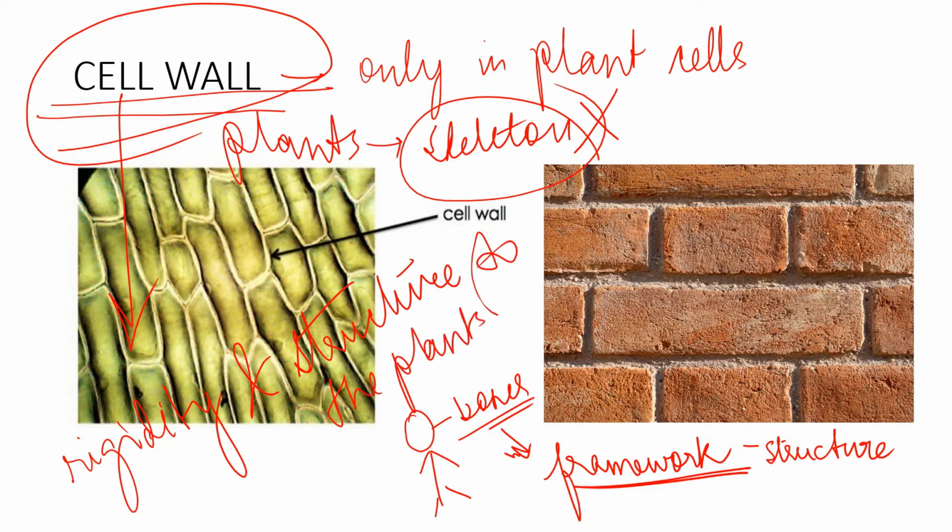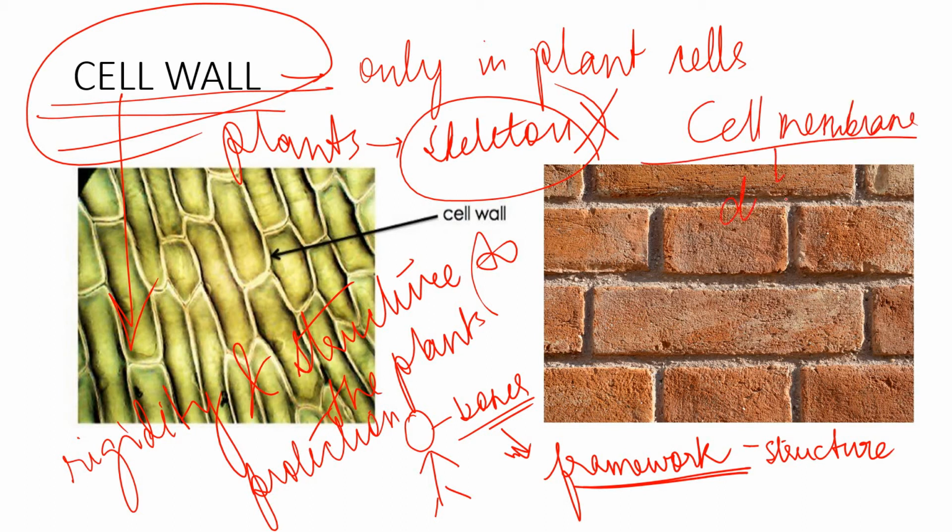Okay, and also obviously protection is there. Okay, supporting. So understood why only plant cells have a cell wall, and animal cells do not have a cell wall? Understood? So the cell membrane is common in both.